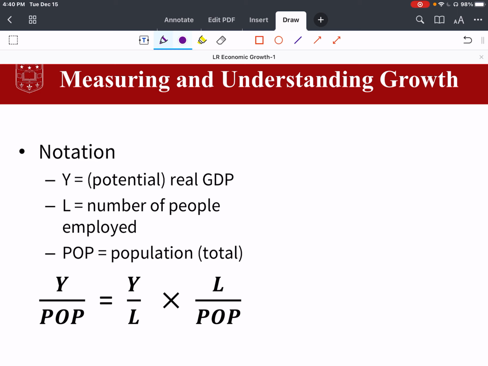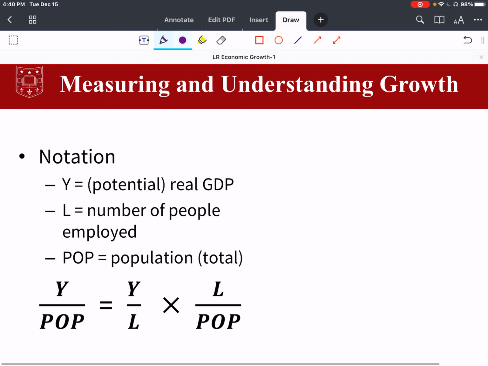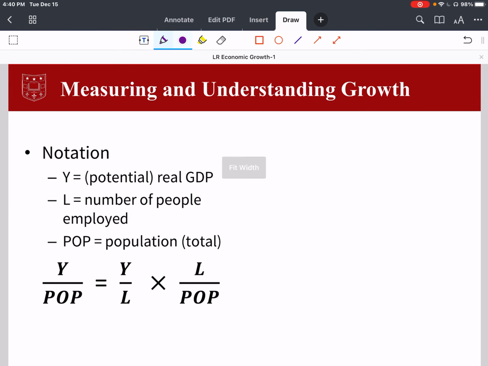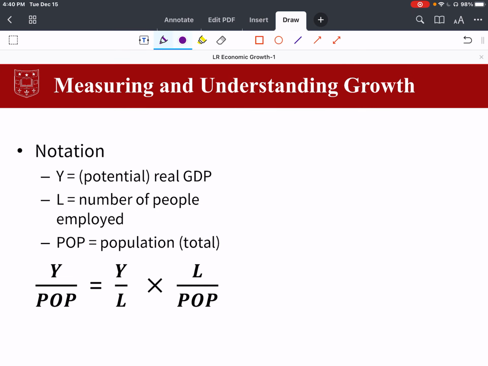What I want to do at this point is to think about how we would measure and understand economic growth. And so we're going to start to introduce some notation, some of which we, of course, have seen before, but not necessarily in this particular context. So Y is going to be our notation for real gross domestic product. L is the number of people who are employed. We can also sometimes see this done in hours, but we'll typically refer to this in our discussion as just number of people, or you could say worker hours if you wanted. And I'm going to always shorten the population to just pop.